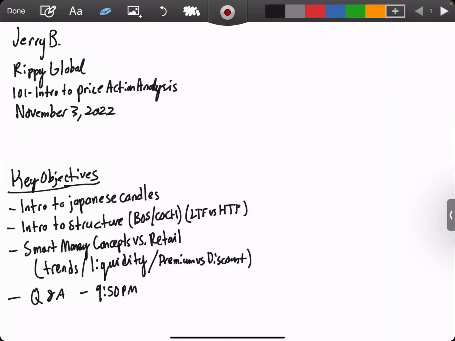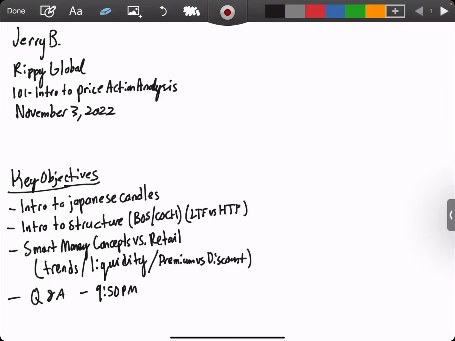So first things first, we're going to do an intro to Japanese candles. We're going to talk about candlesticks using the anatomy of those candles and how we can see those in real time within structure. And then we'll use that as a framework to go into breaks of structure, changes in character, as well as breaking down the lower time frame and the higher time frame concepts.